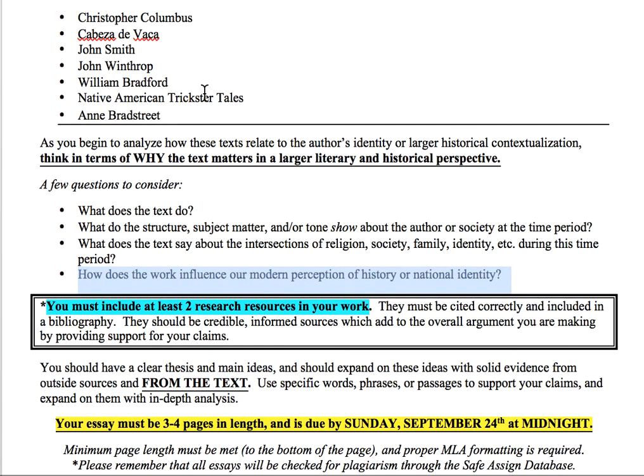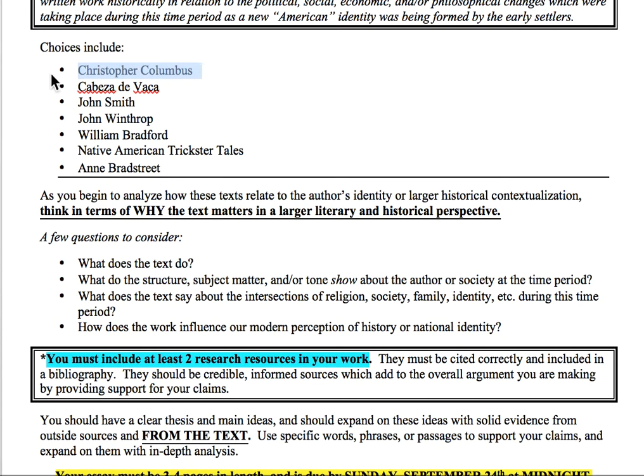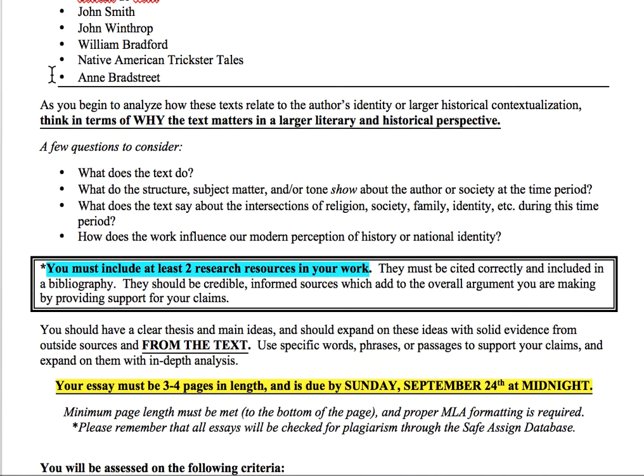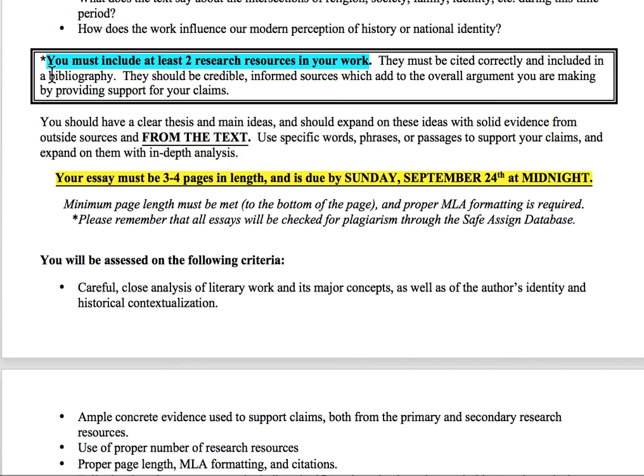I go back to Columbus. We have Columbus Day for a reason, but how does the text show or fit with the idea of Columbus, or not fit with the idea of Columbus that we know? These are all just ideas to kind of help you.